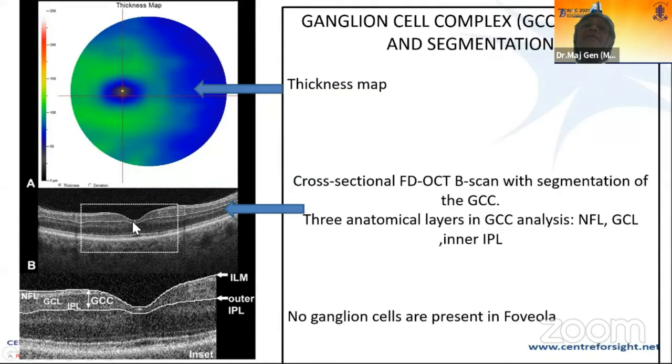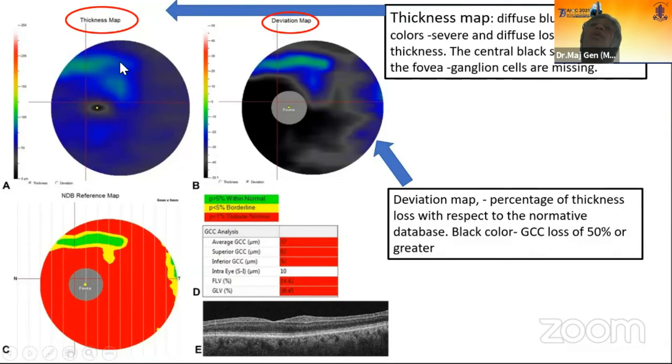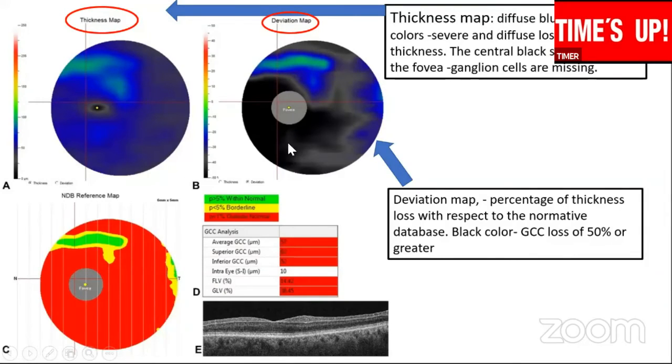If you look at this inset, this is, mind you, the fovea, and this is not the optic cup. And this gives us a segmentation of the layers, as I've said, with the 3 types of scans. And what we have to remember is that there are no ganglion cells present in the fovea. Now, if we look at the thickness map, this is the first. So these 3 are the maps which come in: thickness map, deviation map, and the significance map.